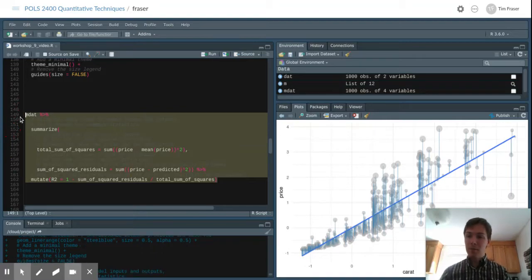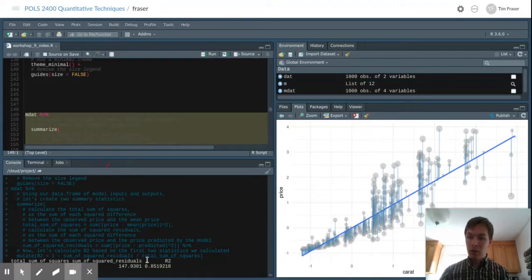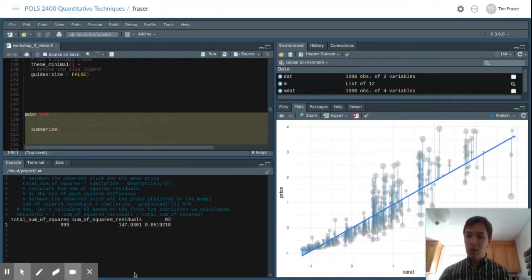And if we run this, it's going to output right down here a really handy set of measures. We've got the total sum of squares here, which equals 999, which I guess is in dollars. We've got the sum of squared residuals here, which is how far off we are. And we've got R squared, which is 1 minus the sum of squared residuals divided by the total sum of squares.